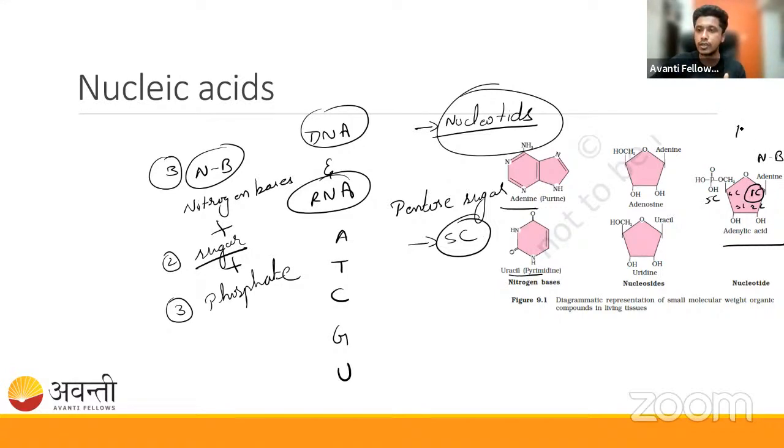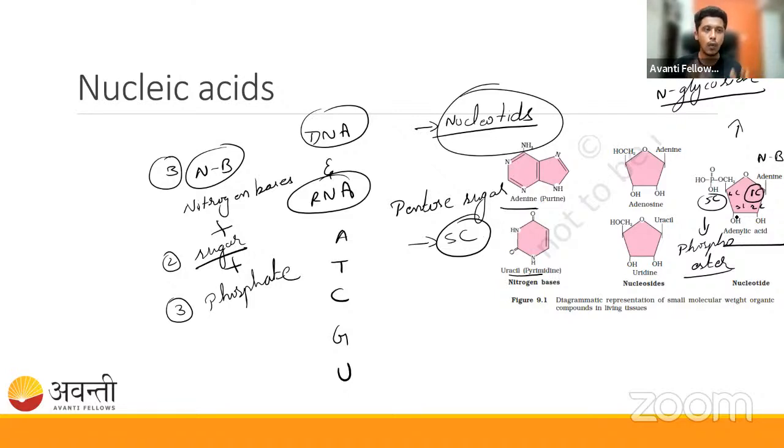Through what linkage? Through N-glycosidic linkage. Now to the fifth carbon atom, what will happen? A phosphate group will attach, through what linkage? Phosphoester linkage. So when you have a sugar group where you have a nitrogen base attached to your first carbon atom, and then you have your phosphate group attached to your fifth carbon atom, in combination it will form one nucleotide.